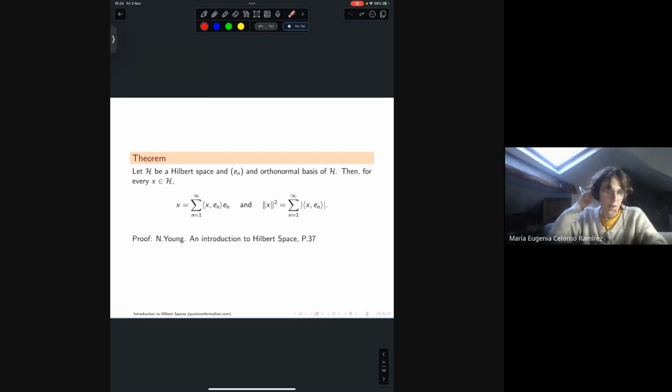Again, the proof of this theorem is actually really cute, and you can read it. I think you will be able to read it easily. It is in the book written by Nicholas Young, An Introduction to Hilbert Space, on page 37. However, in order to prove it here, I would have to prove several inequalities before, and I don't think we would have time in just one hour. If you want to have a look and you have any questions, again, please let me know.